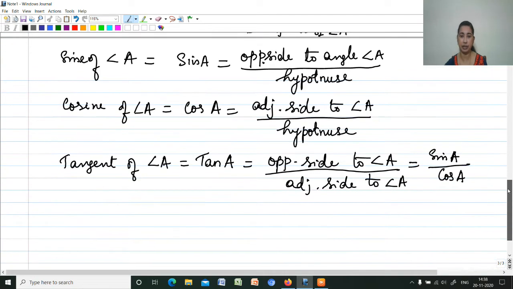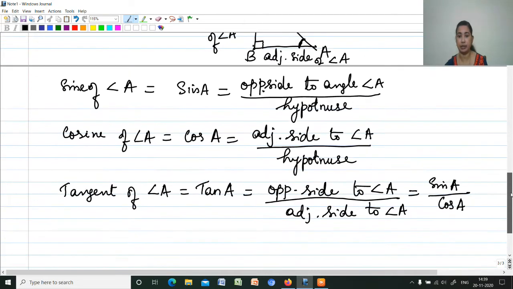So what are the main three ratios? First one, sin A, cos A, tan A. Since I am telling with respect to angle A, I am using sin A. Sin A means opposite to angle A divided by hypotenuse. Then cos A is the adjacent side of angle A by hypotenuse, and tan A is equal to opposite by adjacent, which is the same as sin A by cos A.